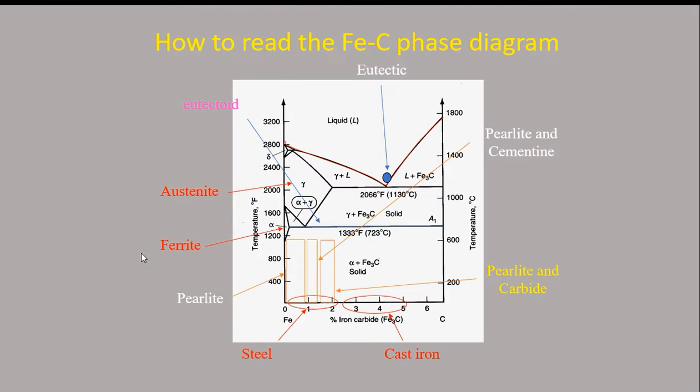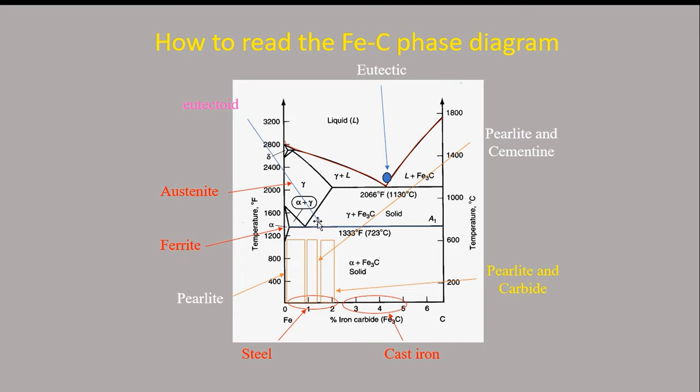So how to read the iron carbon diagram? Right here, those are the changes. This is the eutectic phase. You can see liquid change into gamma plus Fe3C, cementite, right? So this is a kind of system change, eutectic.